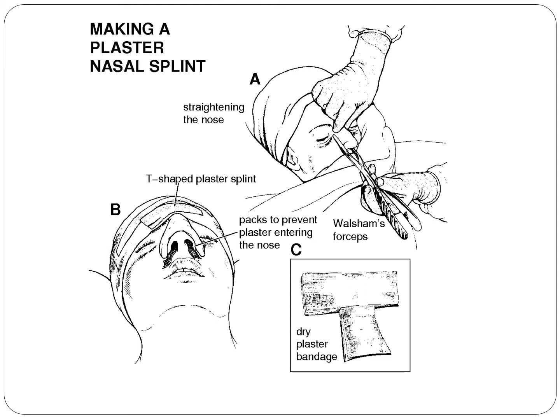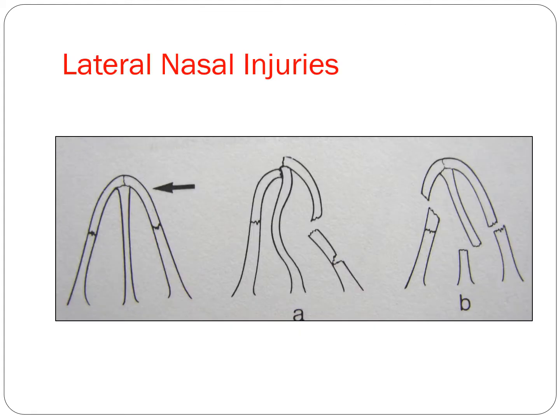A plaster of Paris nasal splint is given to the patient after reduction of the nasal bone injury. You can see in the picture the instruments used, called Walsham forceps, and the dry plaster band is shaped like a T. We can place it on the frontal bone and the nasal part, so we can place it to prevent the plaster from entering the nose also. We can reduce and stabilize the fracture segment.